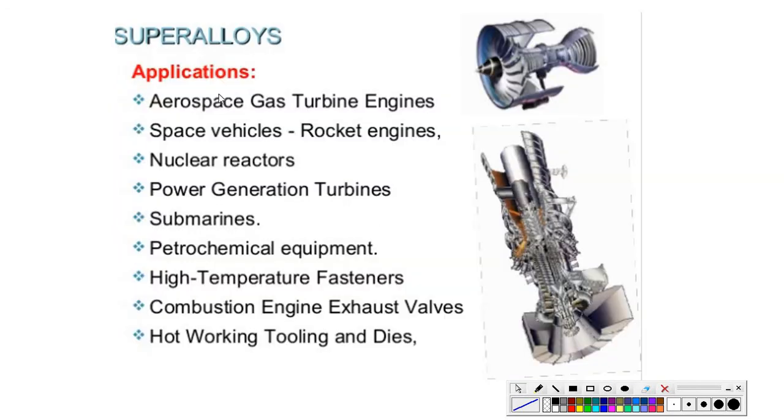Okay, so what are the applications? There are different applications. We know different areas where high temperature is involved. Under any area where high temperature is involved, we can use superalloys. For example, in an aerospace gas turbine engine, in the combustion chamber we can use superalloys. In a space vehicle rocket engine, in the high temperature area we can use superalloys. Nuclear reactors, power generation turbines, submarines, petrochemical equipment, high temperature fasteners, combustion engines, exhaust valves, hot working tools and dies. Everywhere wherever high temperature is involved, we can use this superalloy.